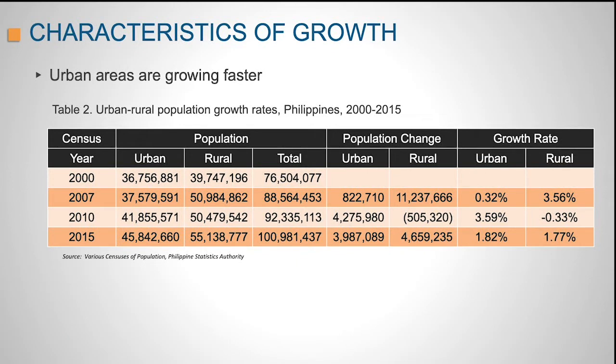Looking at the population growth patterns, it is apparent that urban areas in the Philippines are growing faster than the rural areas since 2007. From 2007 to 2010, the population in urban areas grew at an average of 3.59% per year, while that of the rural areas declined at negative 0.33%. From 2010 to 2015, both urban and rural areas grew in population size, with urban areas increasing slightly faster at 1.82% compared to the rural areas at 1.77%.